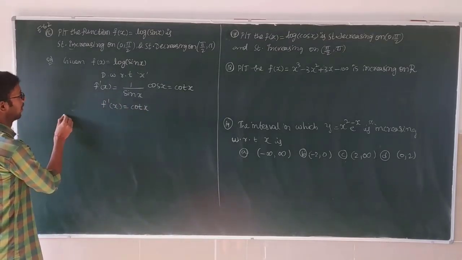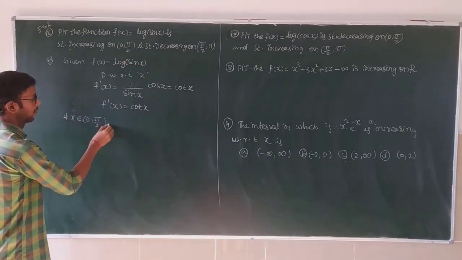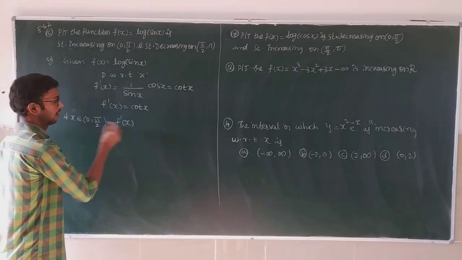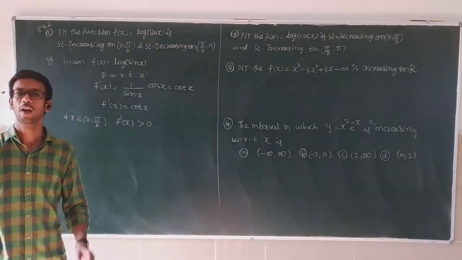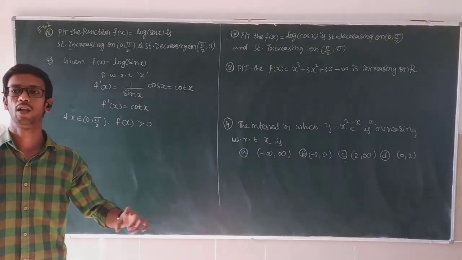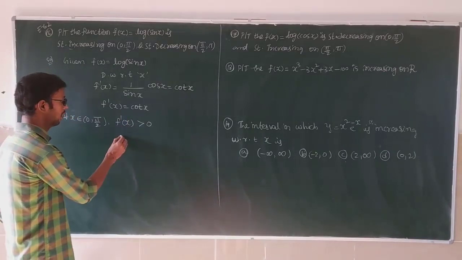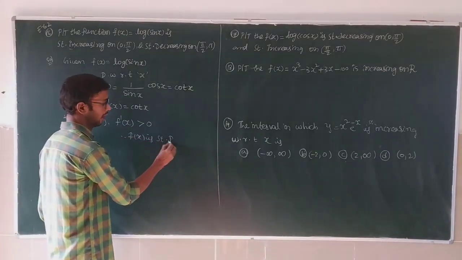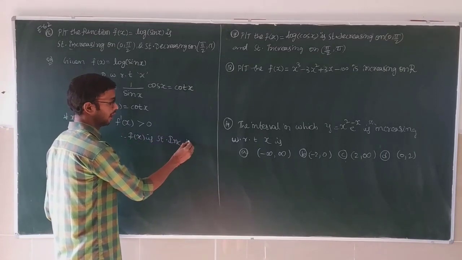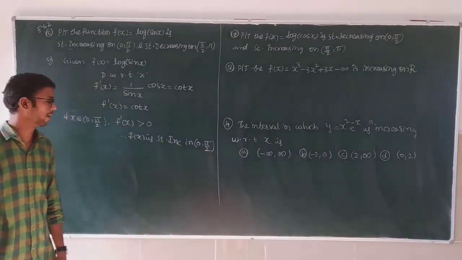Now, for every x belonging to 0 to pi by 2, f dash of x is cot x, which will be positive. Every trigonometric ratio from 0 to pi by 2 is positive, so cot x is also positive. Therefore, f of x is strictly increasing in 0 to pi by 2.